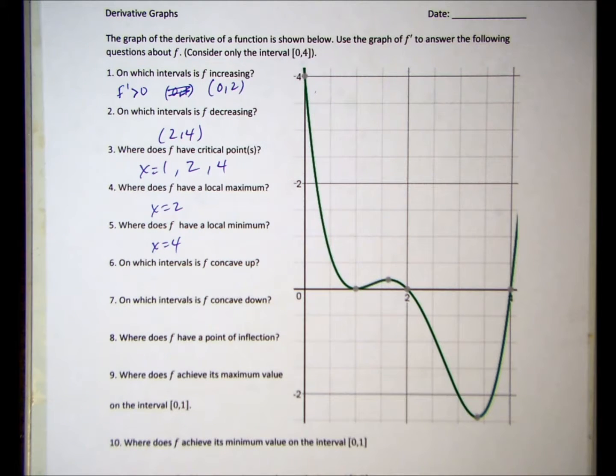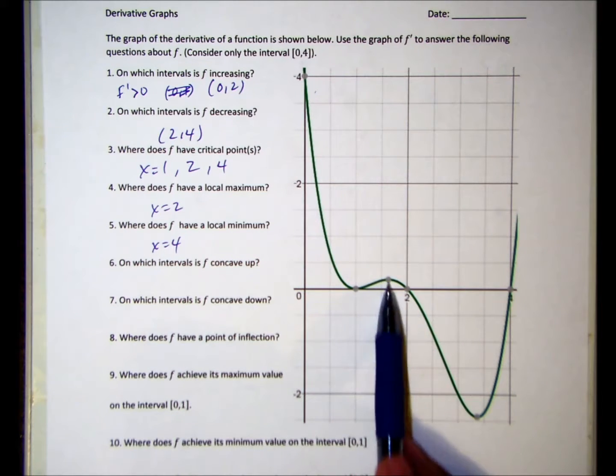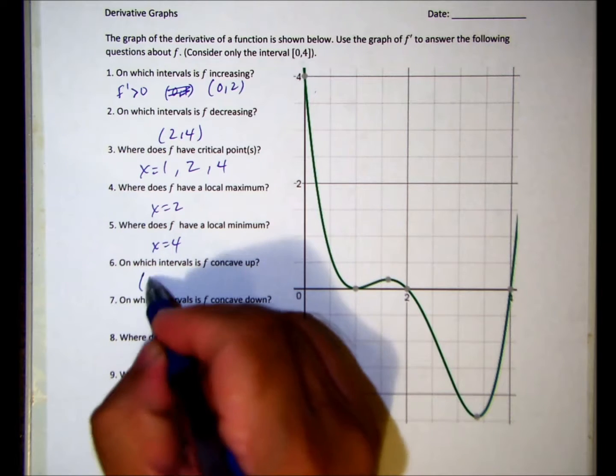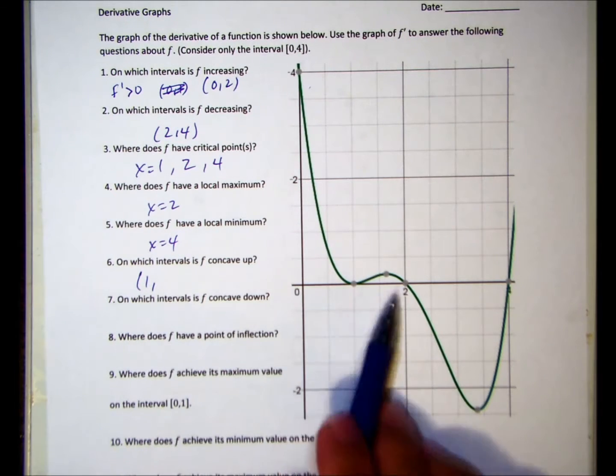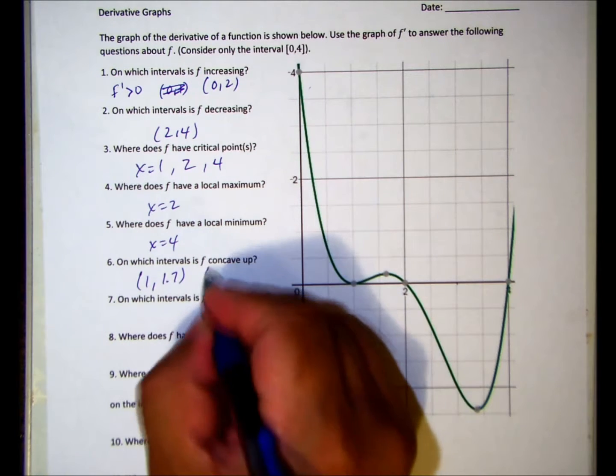On which intervals is f concave up? A function is concave up when the derivative is increasing. So the derivative is increasing from here to here. I don't know what that approximation is. It's going to be from 1 to like 1.7. At this point, I will accept any kind of approximation that's close to that. Here, that's 3. The derivative is increasing from here to here, so that's going to be like 3.3 to 4.